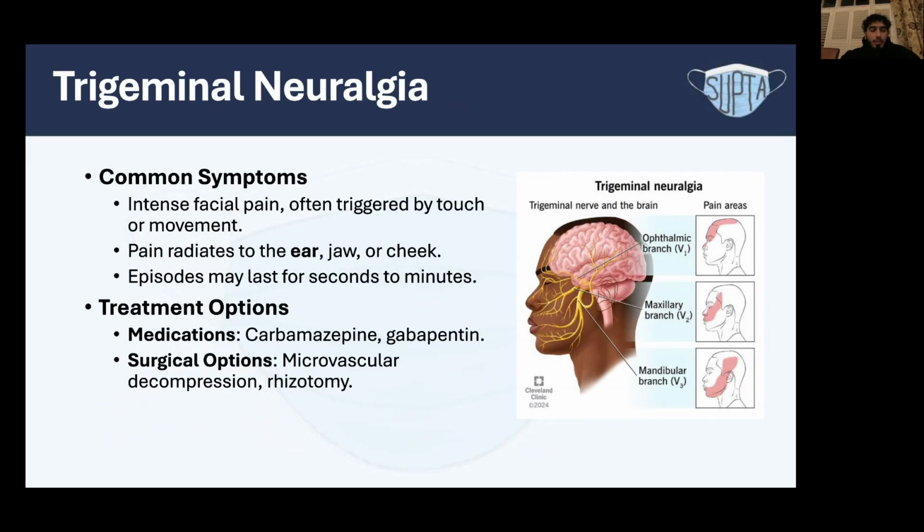How can we treat this? We use a lot of these. So carbamazepine, which is an anticonvulsant, and also gabapentin as well. These are typically used to relieve the pain. If this doesn't work, we're going to have to start doing some microvascular decompression or rhizotomy, which is basically where you kill a nerve that's causing pain. So quite a last line option there.